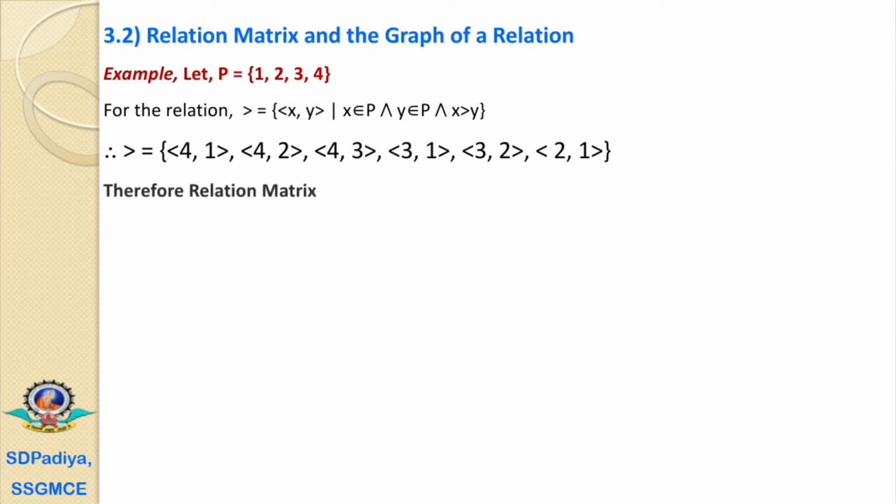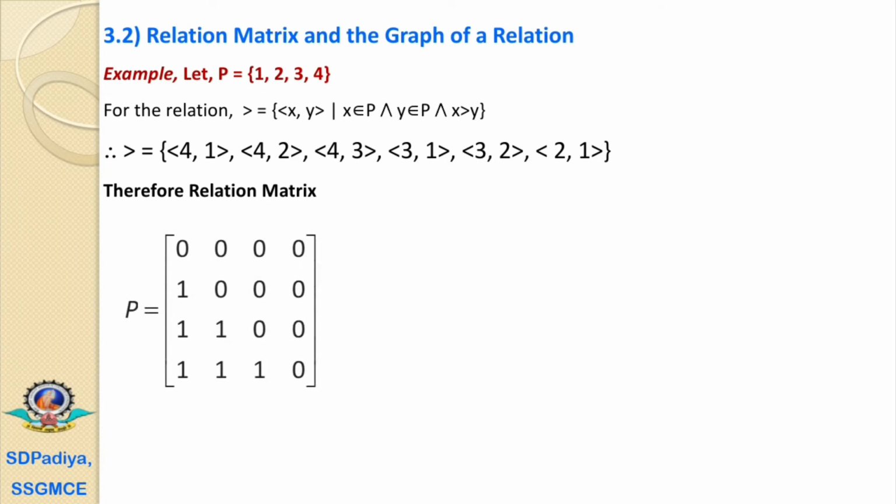Now, the relation matrix for that, the 4 elements are there 1, 2, 3, 4. That's why there will be 4 columns and 4 rows. And for this position, that is (2,1), we have entered 1, (3,1) and (3,2), we have entered 1. Then (4,1), (4,2) and (4,3), we have entered 1 and the remaining all are 0.